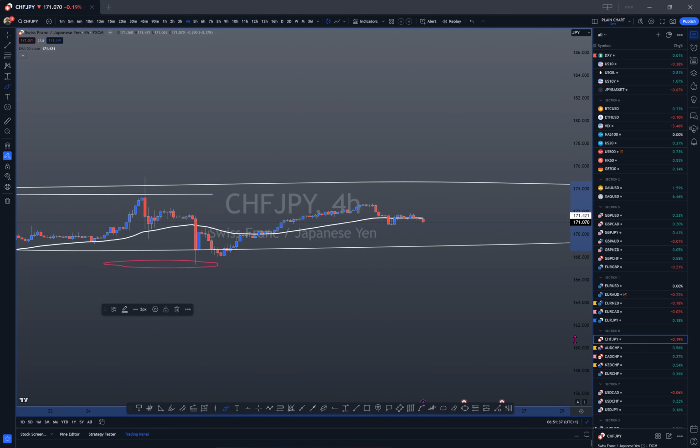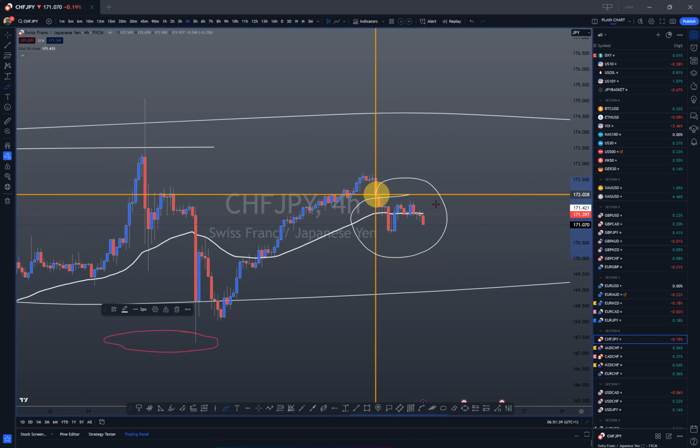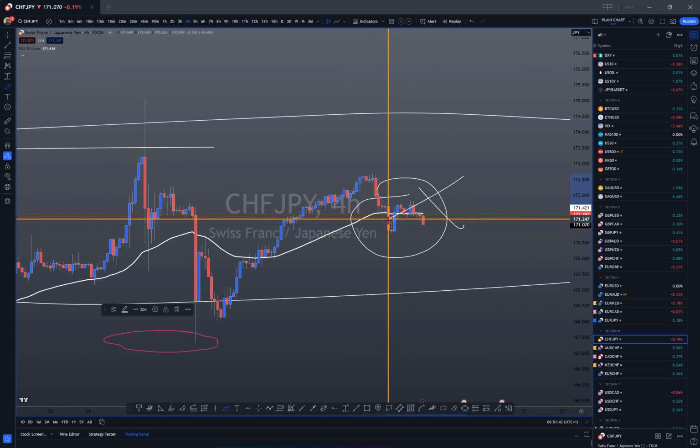We go to the 4-hour time frame, and we're breaking the EMA to the downside. So this does not meet the criteria. I hope that makes sense. So we go to the next trade.